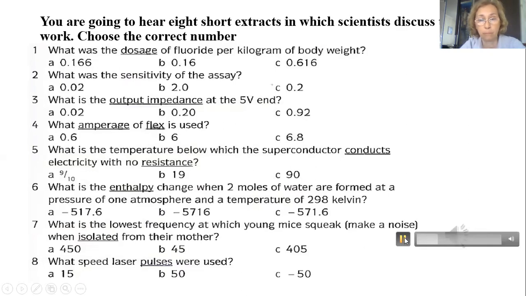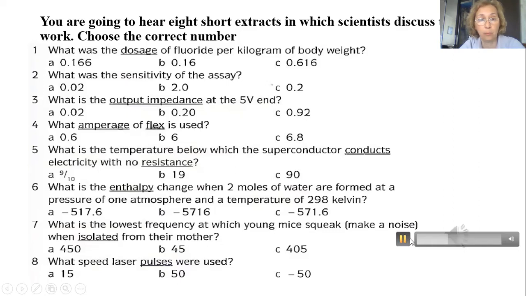3. The output impedance is about 0.02 ohms at the 5-volt end and 0.1 ohm at the 15-volt end of the range. So which one? A. 0.02. As we are speaking about the 5-volt end, because there was information about the other end, there was some other data. So yes, this is not 0.02 or not 2. Okay. So the next one is 5.